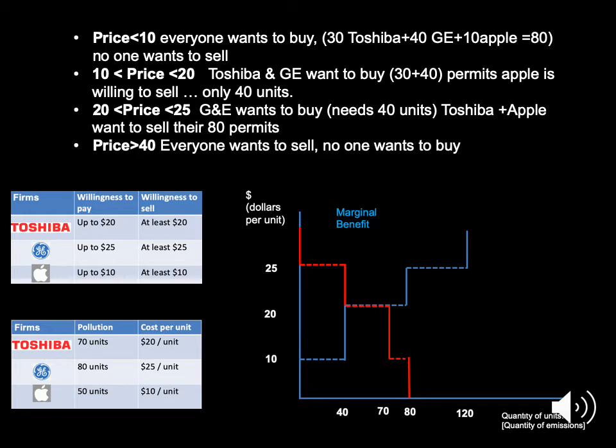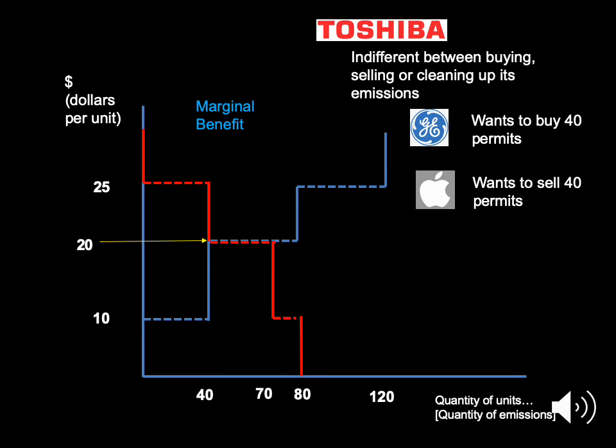So you can see that there's an intersection of the curve at $20. So that's where the market will take us. The market will take us to a point where the transaction takes place at a $20 transaction. Toshiba will be indifferent because for them it's $20 the cost of reducing 1 unit of emission.